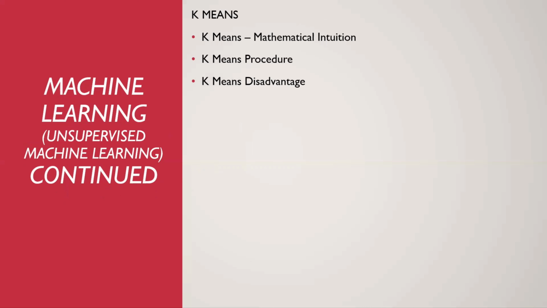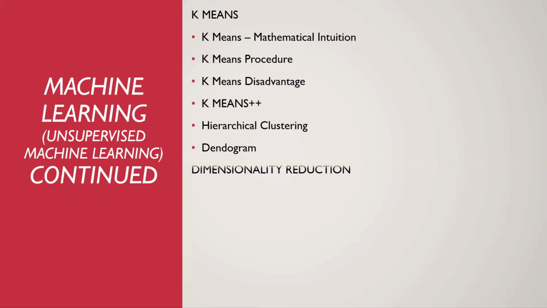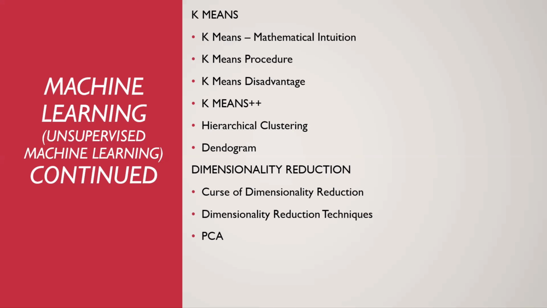You have to know k-means, the basic mathematical intuition and the procedure to do k-means clustering, the main disadvantages and why k-means++ came into the picture, and what is hierarchical clustering and dendrograms. And then you have to know dimensionality reduction. In real time you may have more columns or features, so how do you reduce them? What is PCA, and you have to know the eigen decomposition approach.